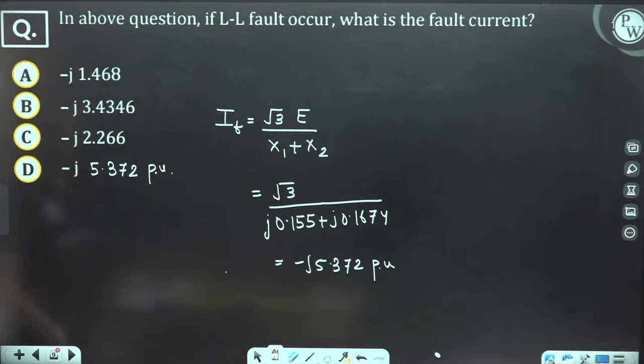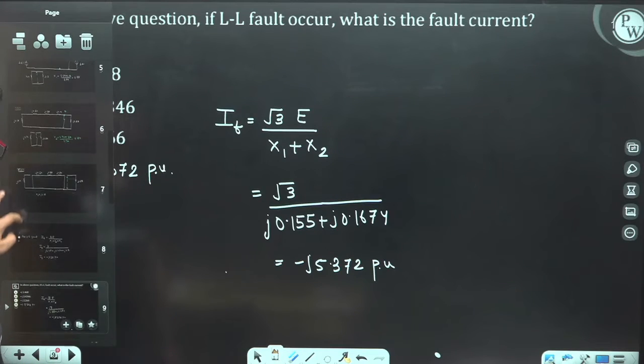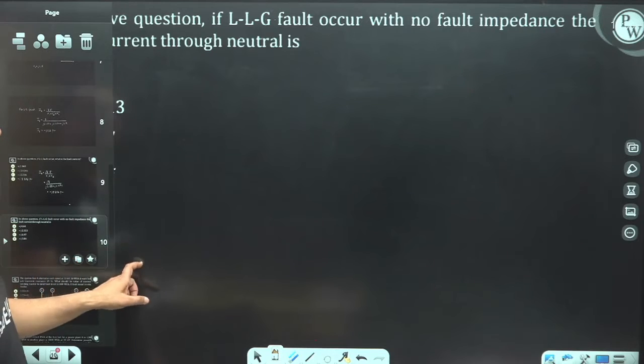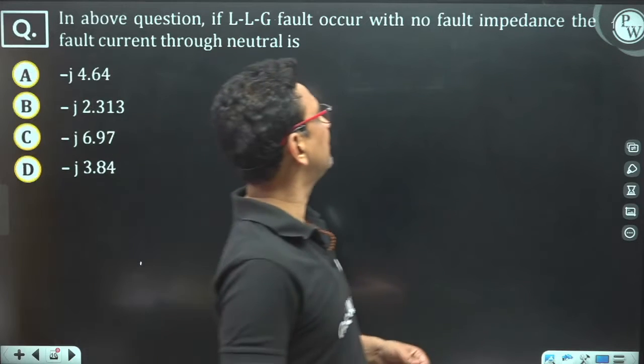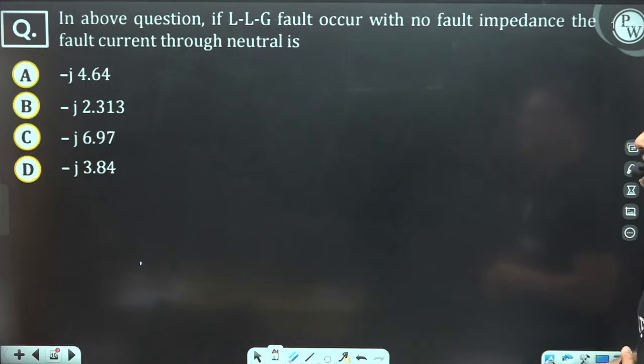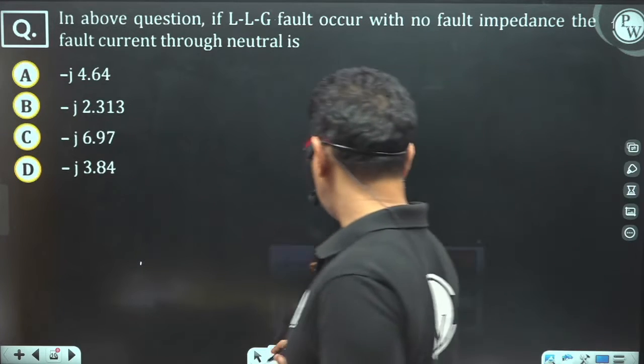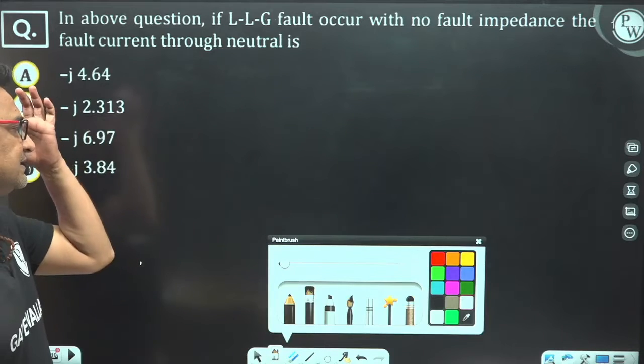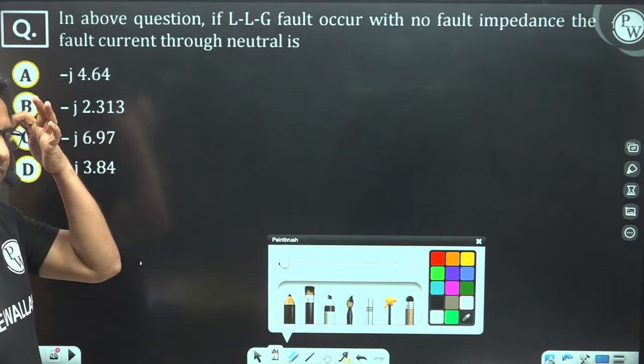Clear? Okay. So in this way you can solve this type of question. In the same question, when a double line to ground fault occurs and there is no fault impedance, then what is the value of the fault current? So how to solve this? We have X1, X2, X0. Then how to solve this?